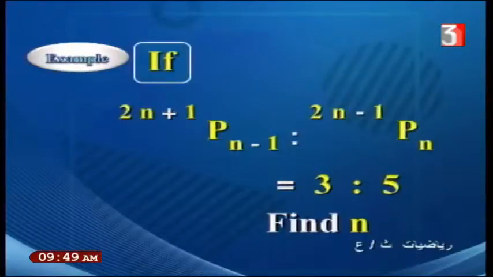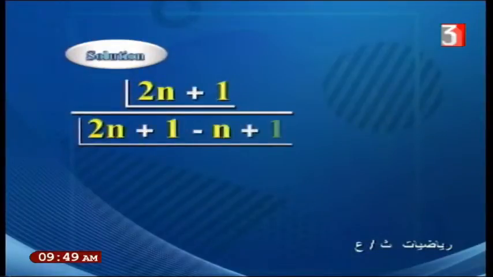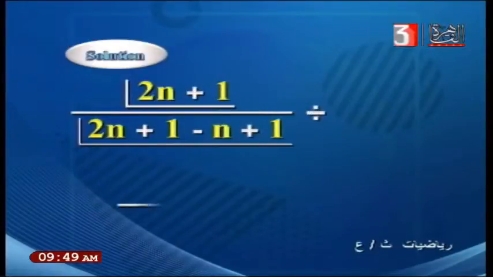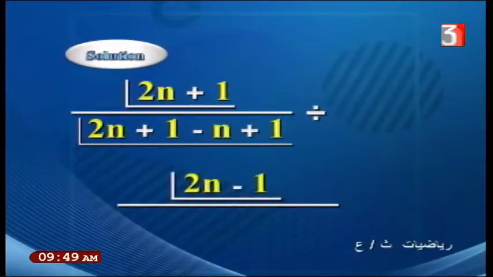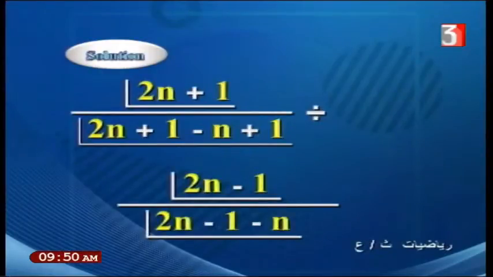We know that divided means ratio, or ratio means divided. Look at, my dear student, the left hand side: factorial 2n plus 1 over factorial of 2n plus 1 minus n plus 1, changing the sign, divided by the second term: factorial 2n minus 1 over factorial 2n minus 1 minus n. This left hand side equals the right hand side, 3 over 5.